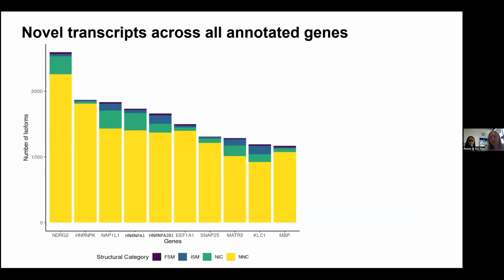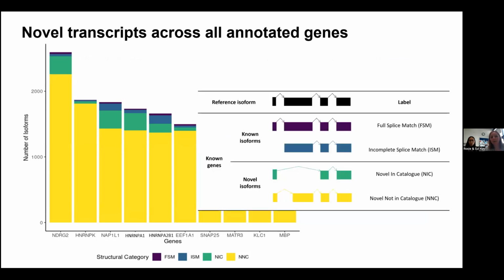This is a bar chart of the top most isoform-rich genes that we identified in our data set. The gene NDRG2 has over 2,000, and that's the most isoform-rich gene. You can see that the different colors correspond to whether the isoforms are known or novel. You can see by eye that the majority of these detected isoforms are in fact novel, because they correspond to the green and yellow.